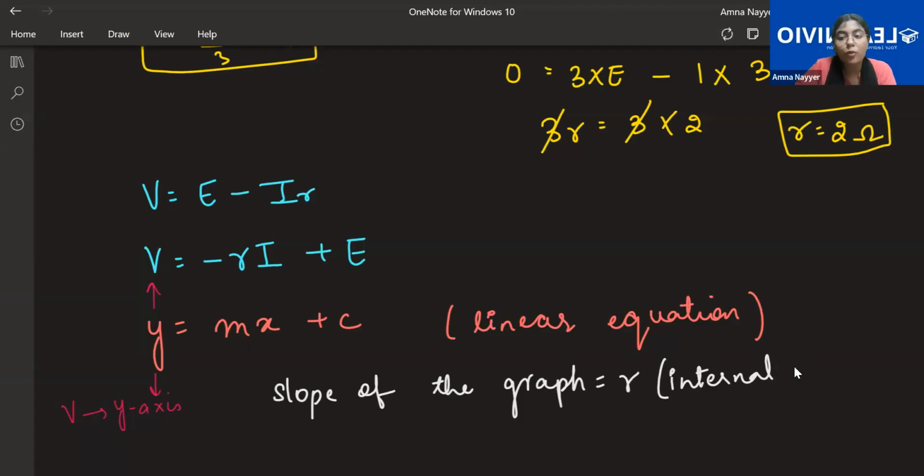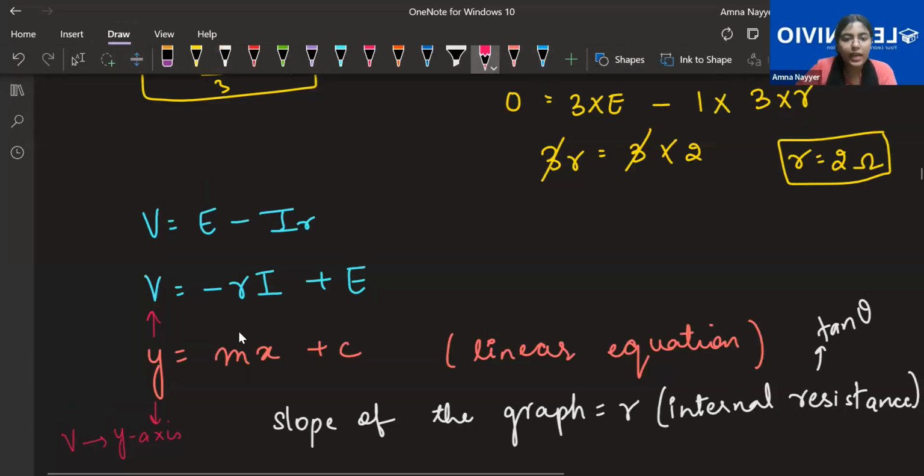If somebody asks you how can we calculate the internal resistance, we can calculate it using the slope of the graph. And how do we calculate the slope? Using tan theta. Next, M is the slope. X is basically what is represented on the x-axis, that is current. The y-axis had V, and current was on the x-axis. V versus I graph we are plotting.